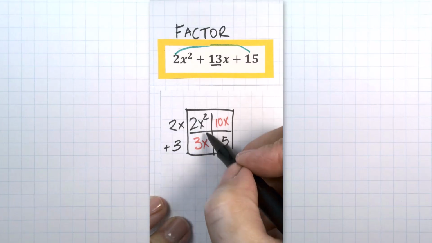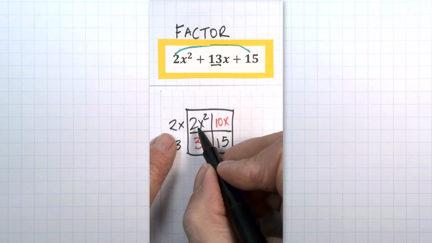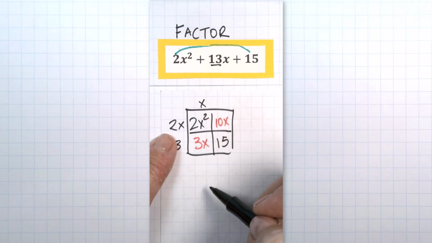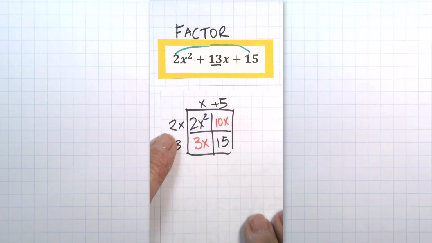Now going up, you can pull up, or you can just think reverse multiplication. 2x times something gives me 2x squared. That would have to be an x. x times 2x is 2x squared. 2x times something gives me a 10x. That would be the plus 5.